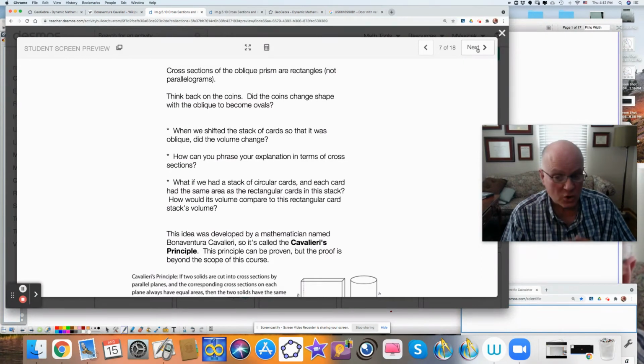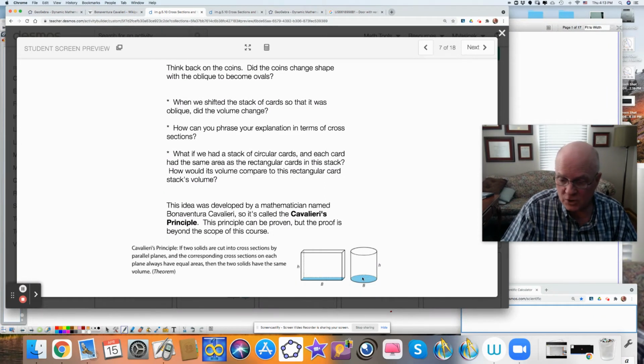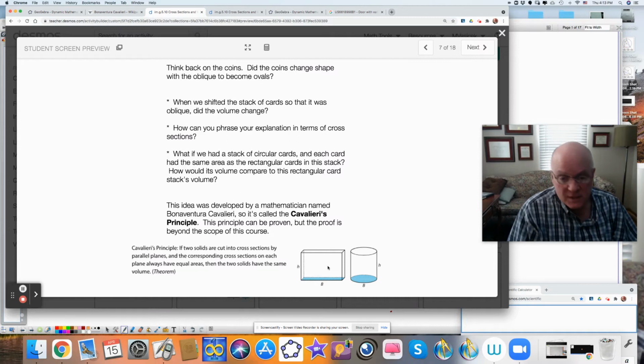What if we had a stack of circular cards and each circle had the same area as the rectangular stack? How would the volume of these two figures compare? So here I have a circular base and a rectangular base. This has a base area of B, and this is a base area of B. And if you cut it anywhere parallel to that same base, it's going to have B for both of them, and they both have the same height. So these two figures, even though they are very different in shape, since they have the same area of the base all the way up along the height at all different heights, by Cavalieri's principle, they are the same volume. Cavalieri's principle.